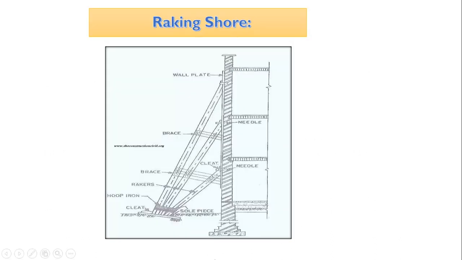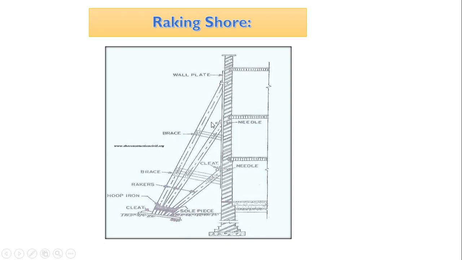So here raking shores are provided. This is the wall which is to be repaired or rectified. How is it rectified? Here you can see this type of wall plate. The complete wall plate is fixed to the wall, and then supports, rakers, are given. You can see these inclined rakers. Near the wall, this type of cleat arrangement is provided. It is fixed with the help of cleats.